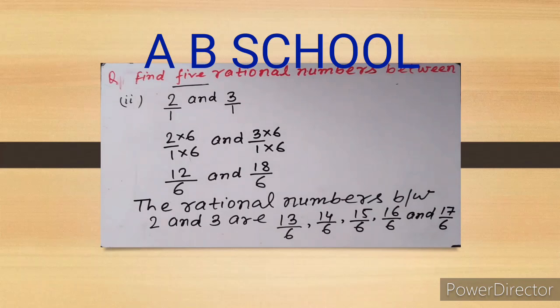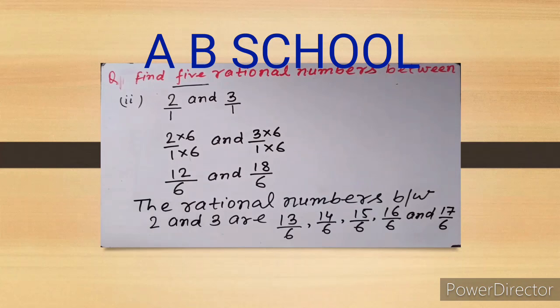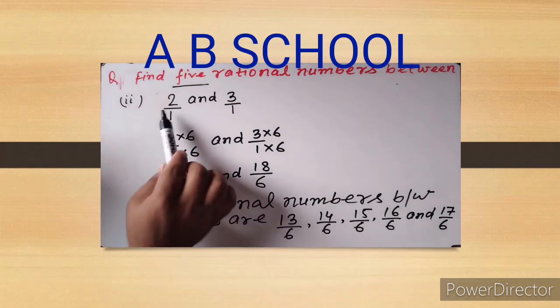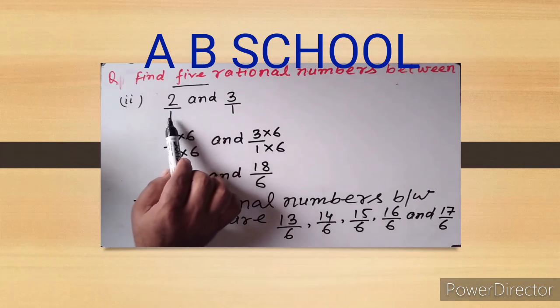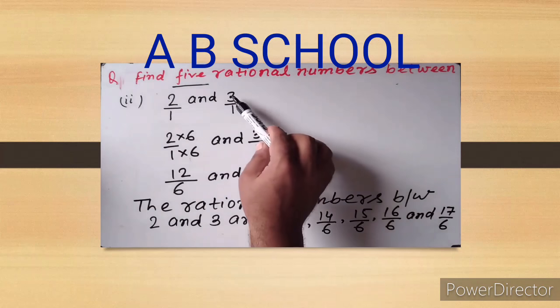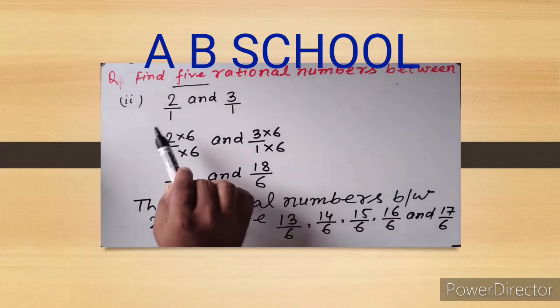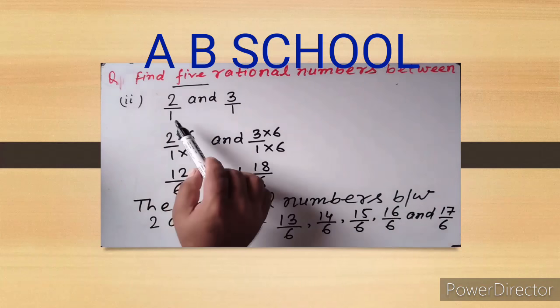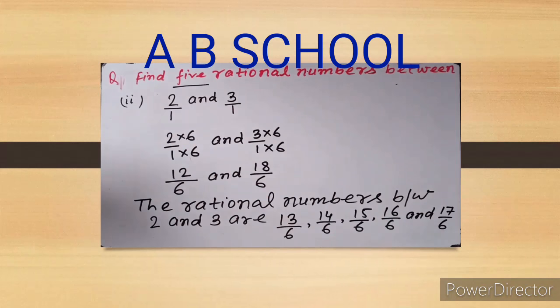So students, in questions 2 and 3, we have to find 5 rational numbers. If we look at the denominator of 2, there is nothing, so we can take 1 in the denominator. Over here also, in the denominator of 3 we can take 1. So if you see, the denominators are equal, 1 and 1 in both.